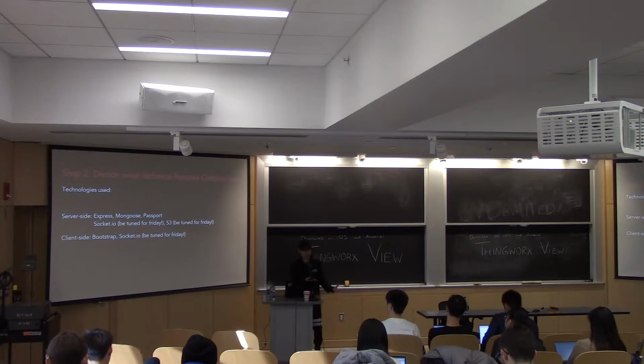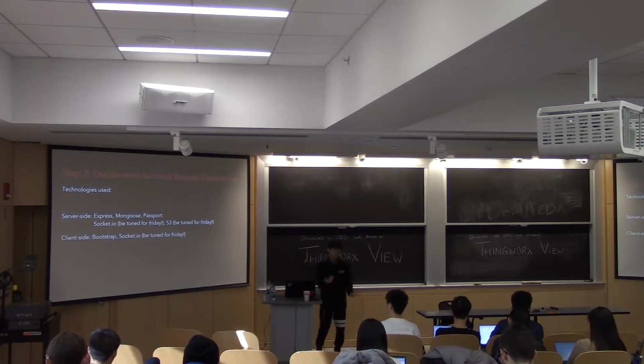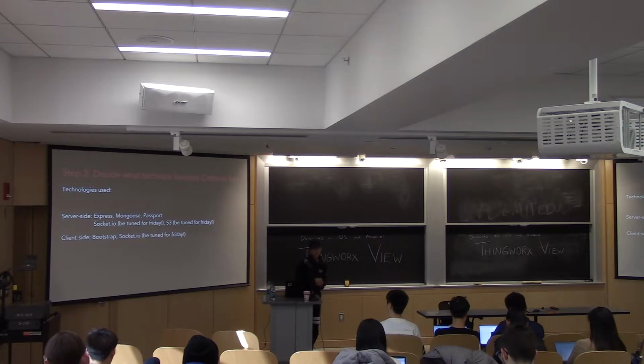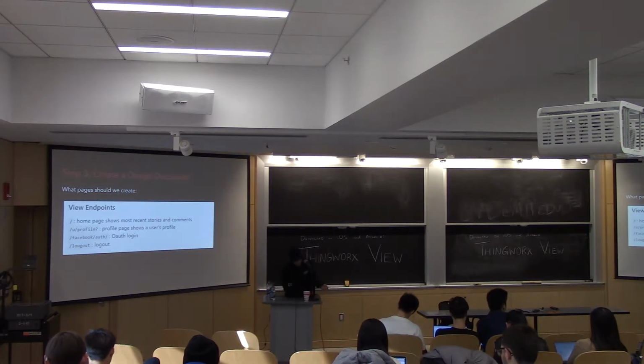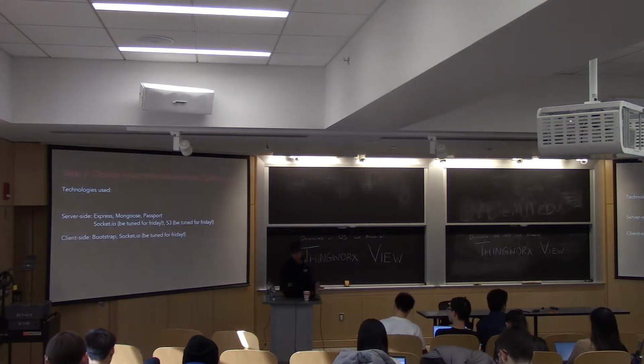In summary, we figured out that the technologies we needed to use were Express, Mongoose, Passport, as well as Socket.io and S3, which we'll be covering tomorrow. On the client side, we needed to do Bootstrap and Socket.io. It's a good way to internalize these things. Just keep it in the back of your head. Be like, okay, these are the things I am dealing with. I probably will not need to deal with anything else. And if I realize I do need to, just put those things on the list of things you need to care about. Okay, and that was step 2.